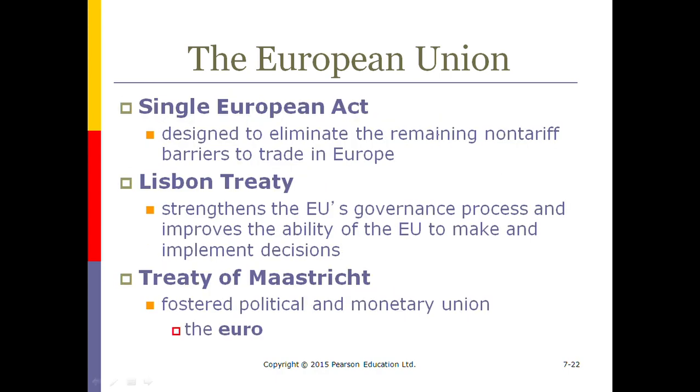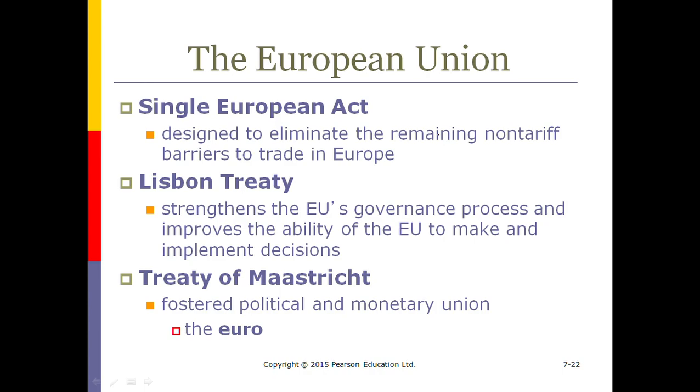Under the European Union, all this agreement did not happen in one shot. In fact, there were many individual agreements which were formed in order to consolidate the European Union. The first such example is the Single European Act, which was designed to eliminate the remaining non-tariff barriers to trade in Europe. So after the European Union was formed, some countries still had barriers within it. So the Single European Act was passed to ensure that all the member countries removed the non-tariff barriers within the European Union.